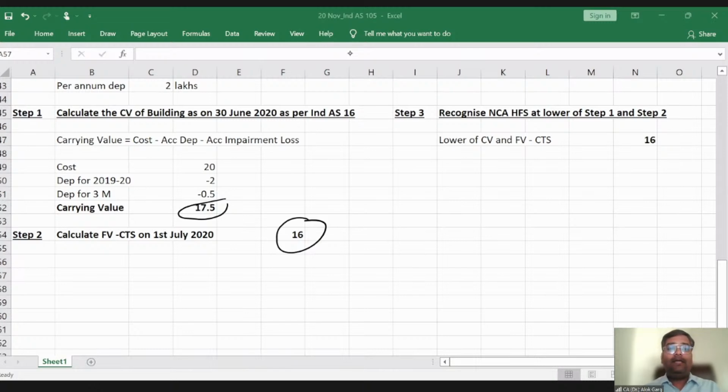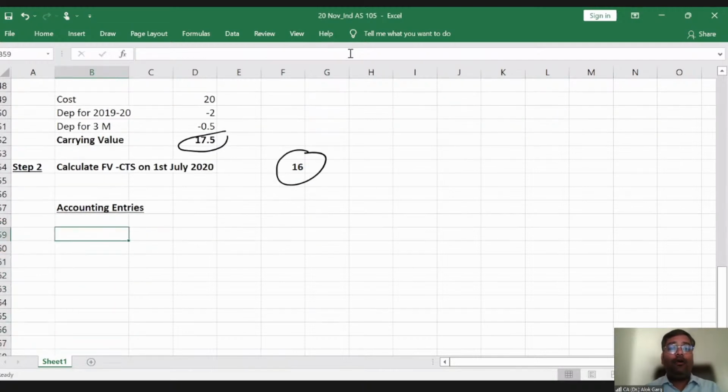Now let's discuss the accounting entries. I'll give you the complete accounting entries. First of all, the first accounting entry is on the purchase of building. What is the accounting entry on purchase of building on 1st April 19? What is the accounting entry?